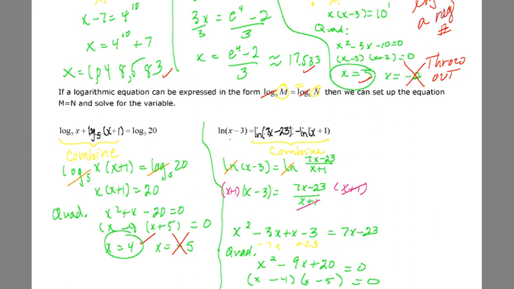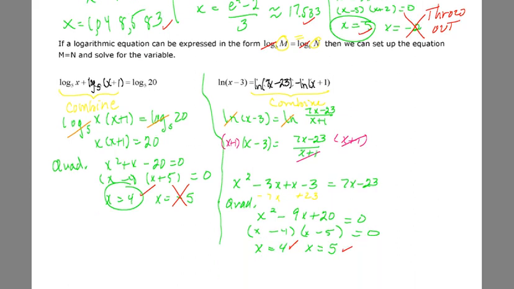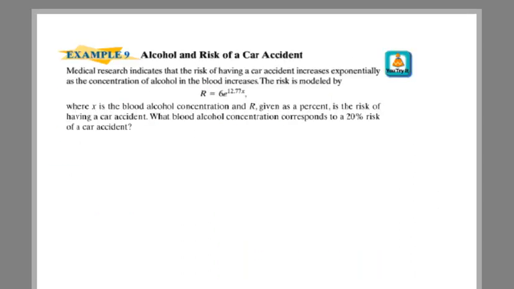I'll put a 4 in place for x. I'm okay, it checks out. Put a 5 in place for x. I'm good. Got to check it back into the original problem to see if they work out where you don't end up with the log of a negative number. And we don't end up with the log of a negative number for that. So that's how we'd go about solving our logarithm equations.